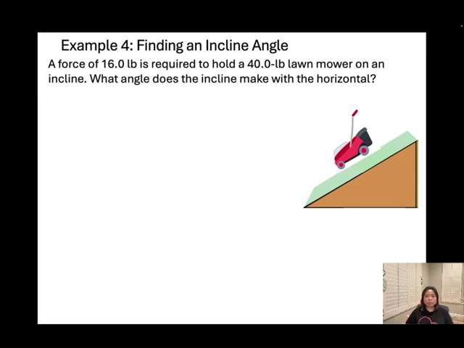Okay, let's do it together. A force of 16 pounds is required to hold a 14-pound lawnmower on an incline. What angle does the incline make with the horizontal? So we are looking for the incline angle, which is like here. Now let's try to draw all the information into this picture. We do have a force of 16 pounds required. Going up, the vector BE here will be the force, which is 16 pounds.